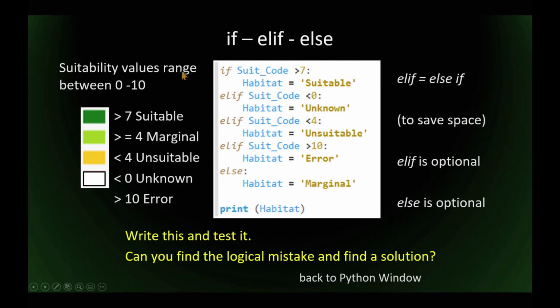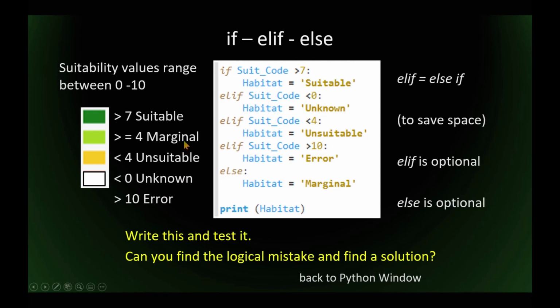Imagine we have suitability values ranging from 0 to 10. If we had no value or something we don't know about, often those are assigned a negative number like -9 or -99. So that's why right now I have coded already here: if the value is less than 0, then simply declare it as unknown. And then in our case here, 7 to 10 would be suitable. Then marginal would be 4 to 7, and unsuitable is everything between 0 and 4. And if we had values over 10, then we would like to declare that as an error.